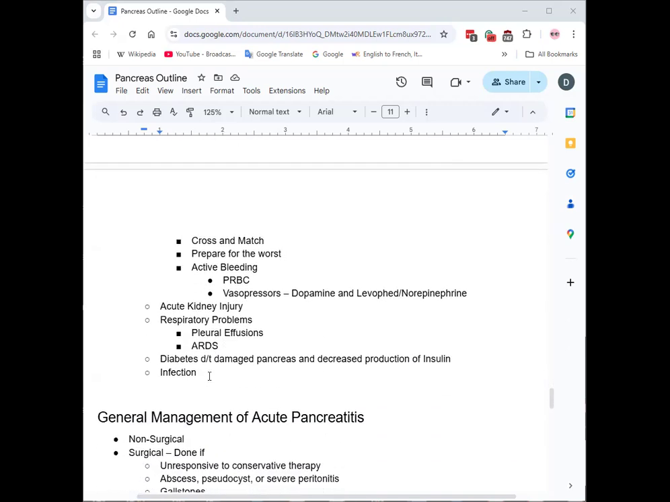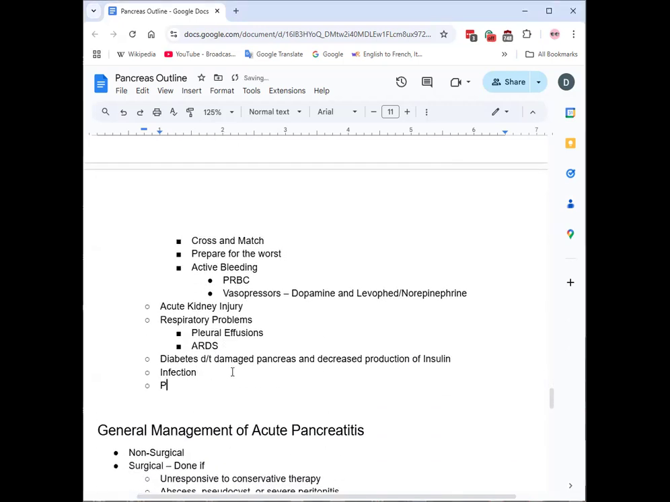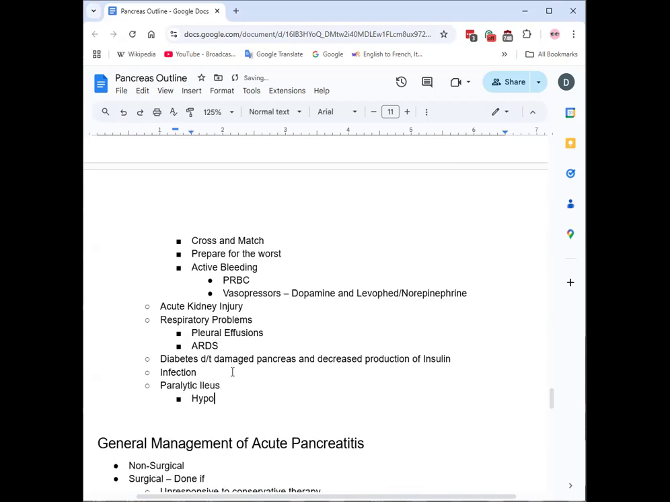Other complications that can be included here is the paralytic ileus that we talked about. Basically like hypoactive bowels. He emphasized this a few times.